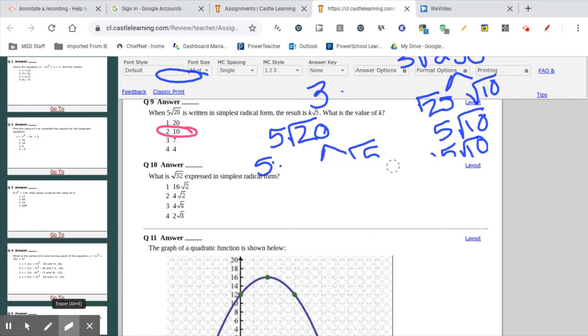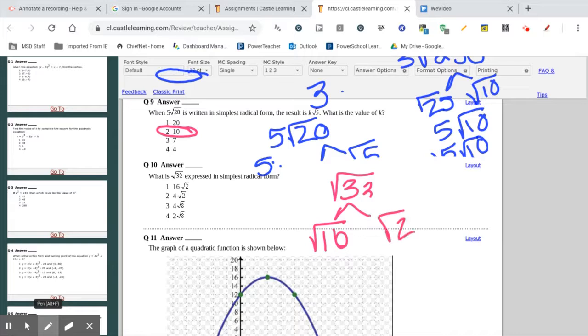Okay, so what is square root of 32 expressed in simplest radical form? Again, same idea. Square root of 32. What two numbers go into 32? One's a perfect square. You should get 16 and 2. Square root of 16 is 4, so we get 4 radical 2. Okay.